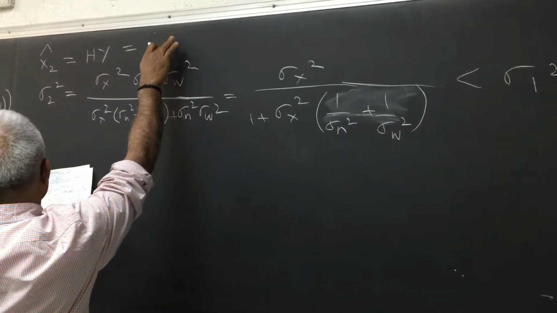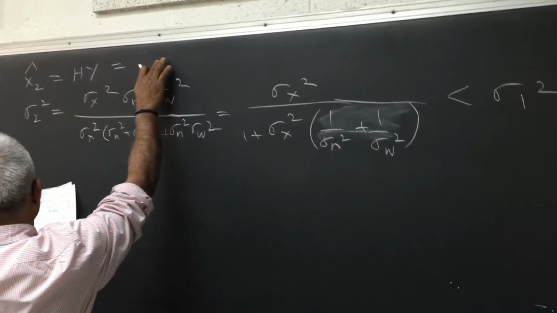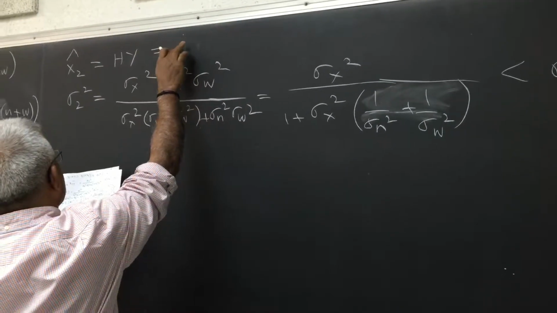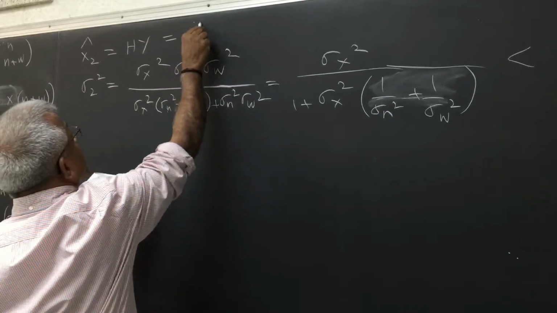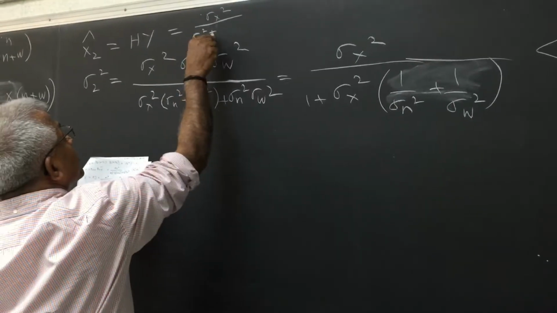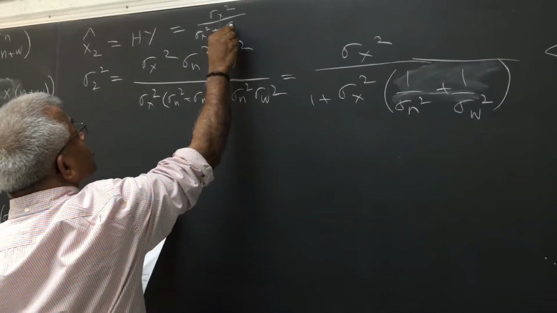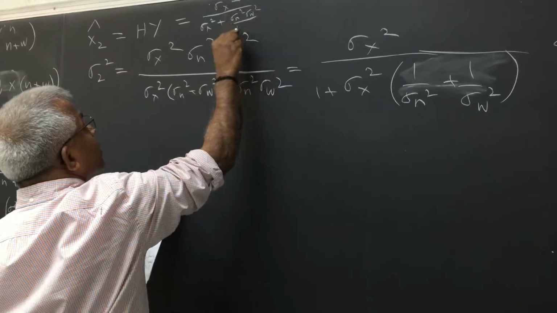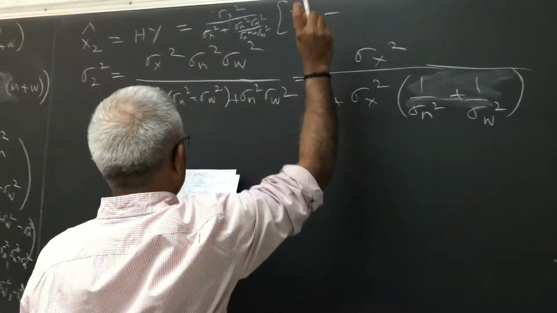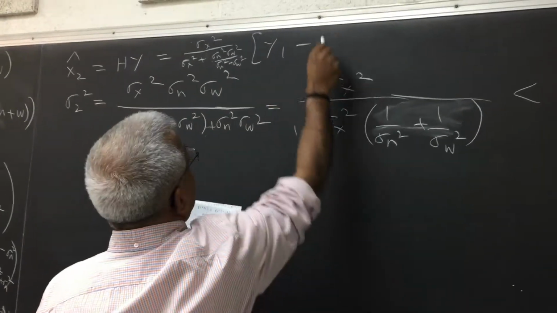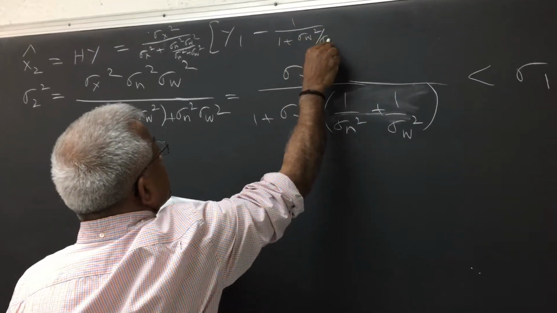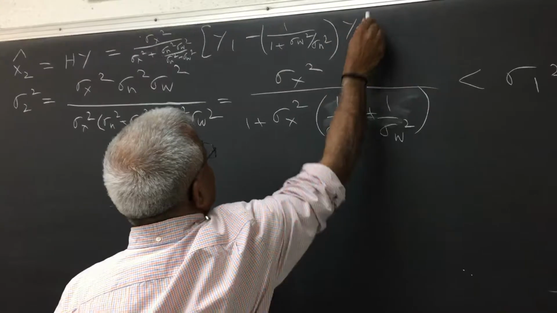This estimator actually turns out to be, if you substitute the values, sigma x squared, a constant in any case, divided by sigma x squared plus sigma n squared, sigma w squared over sigma n squared plus sigma w squared. But the interesting thing is what comes here: y1 minus 1 over 1 plus sigma w squared over sigma n squared multiplied by y2.